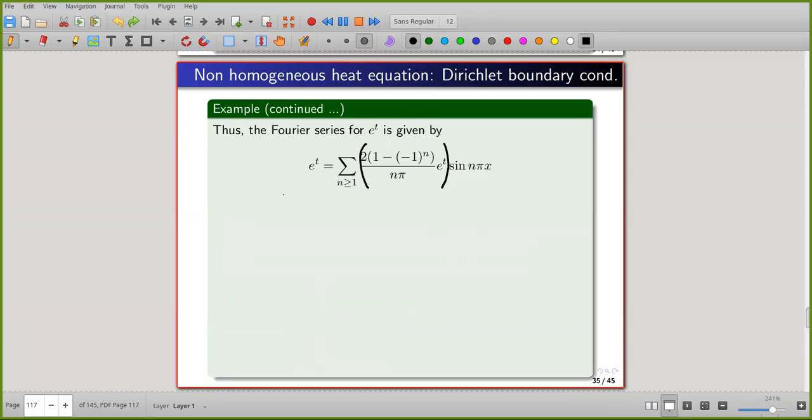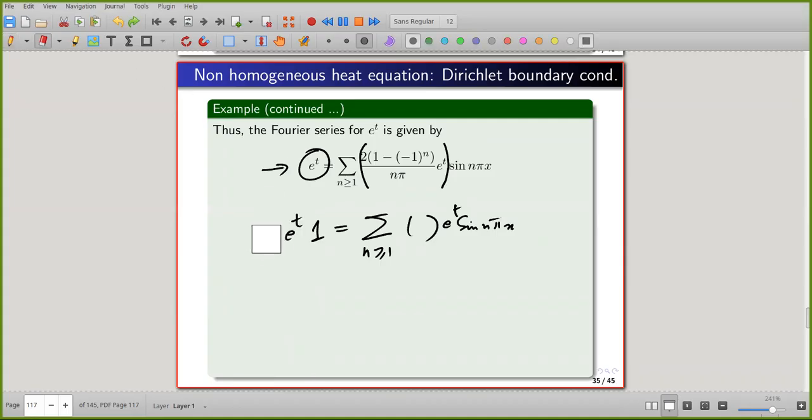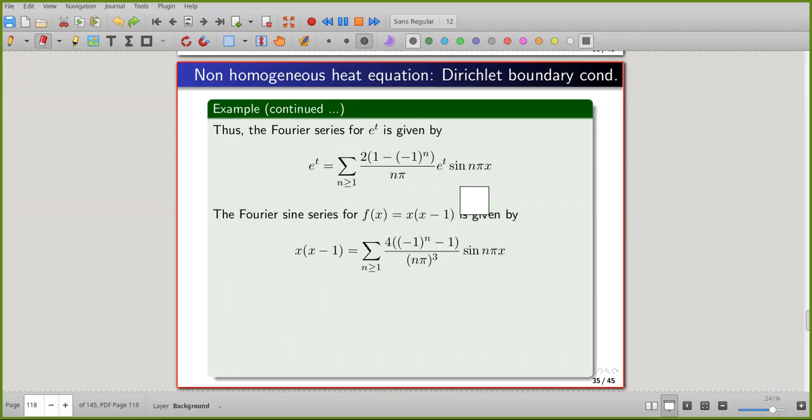Oh, I see. This function is particularly simple because it is just a function of t. So basically, we are just writing the Fourier series of 1, n greater than or equal to 1, of sine n pi x, and we are multiplying everything with e to the power t. So this is a very particularly simple function. Okay, but it doesn't matter. Let me go ahead.